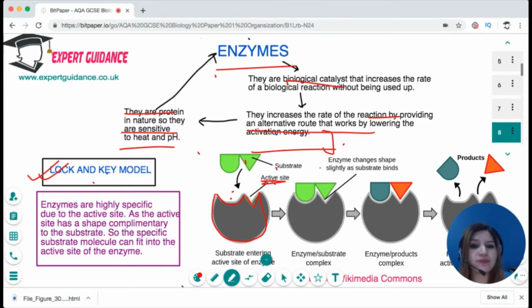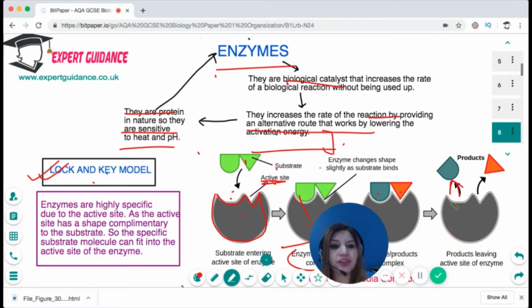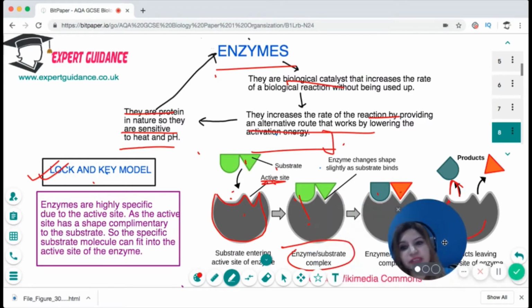The substrate binds to the active site and forms an enzyme substrate complex. The enzyme substrate complex reacts and disintegrates to give the product back, and your enzyme gets regenerated. So remember, enzymes are highly specific due to the active site. As the active site has a specific shape which is complementary to the substrate, only the specific substrate molecule can fit into the active site of the enzyme.